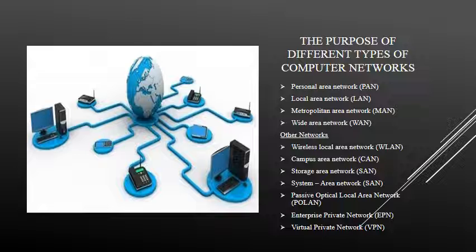MAN, a metropolitan area network, is a computer network that interconnects users with computer resources in a geographic region of the size of a metropolitan area. WAN, a wide area network, is a telecommunications network that extends over a large geographic area for the primary purpose of computer networking. Wide area networks are often established with leased telecommunication circuits.